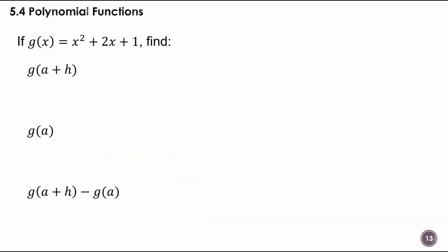Okay, so on this we're going to do that substituting of the a plus h, and then we're going to simplify where we can. Notice the last one is g of a plus h minus g of a, so we're going to have those two answers, which will make the third one easier to do. Okay, so if I find g of a plus h, that means I take the a plus h and substitute it for the x. And then I simplify what I can.